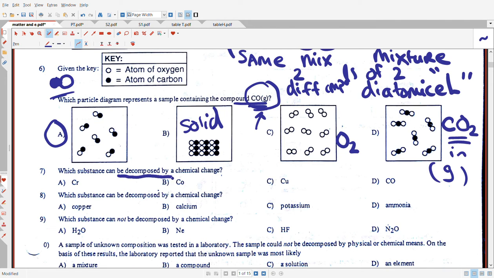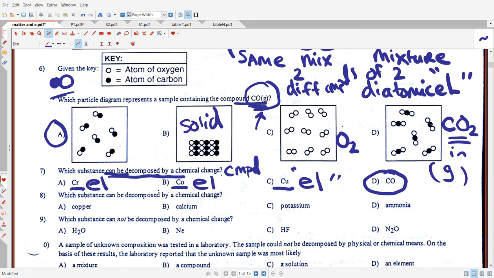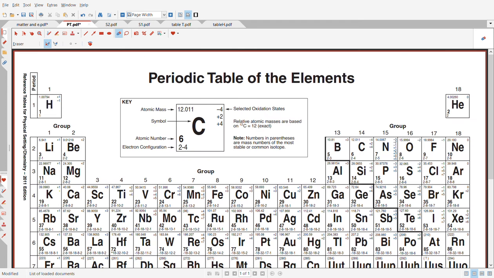Next question, which can be broken down? Which can be decomposed by chemical change? We want a compound. Now this has one capital and one lowercase, so I know it's an element. One capital and one lowercase, so that's an element. One capital and one lowercase, so that's an element. And I told you I'm abbreviating element with EL. And this one is a compound because it's got two capital letters. And I want to tell you, all the elements are listed right here. I'm going to look up cobalt, periodic table.